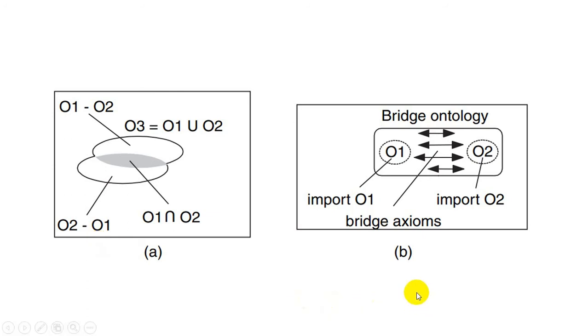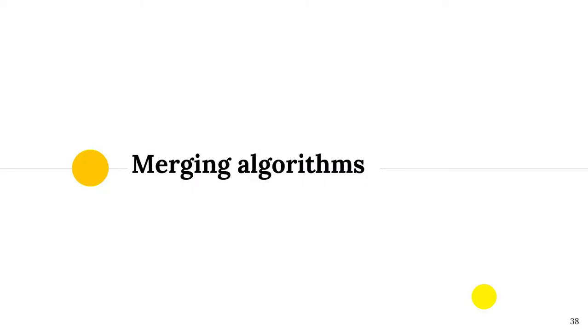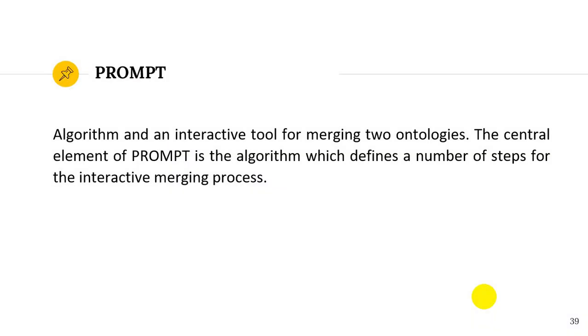A prominent example of the approach is PROMPT. In the second approach, the original ontologies are not replaced, but rather a view called bridge ontology is created, which imports the original ontologies and specifies the correspondences using bridge axioms. OntoMerge is a prominent example of this approach. So let's see the algorithms of the merging process, and the beginning will be with the PROMPT algorithm.